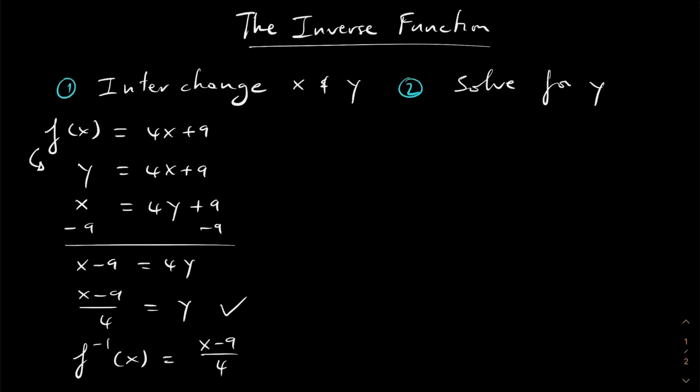The negative 1 on top of f here means that this is not f itself, but this is the inverse. And with that, you're done for this one. Okay, so let me give you another example that we haven't seen before.